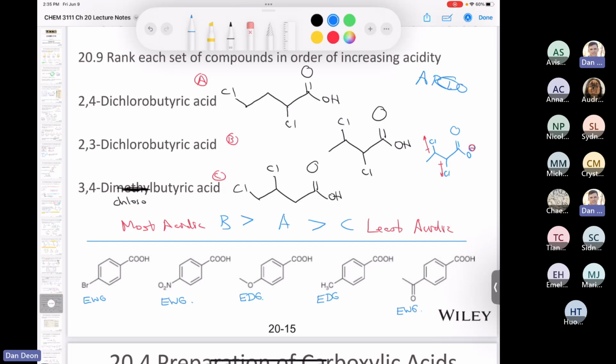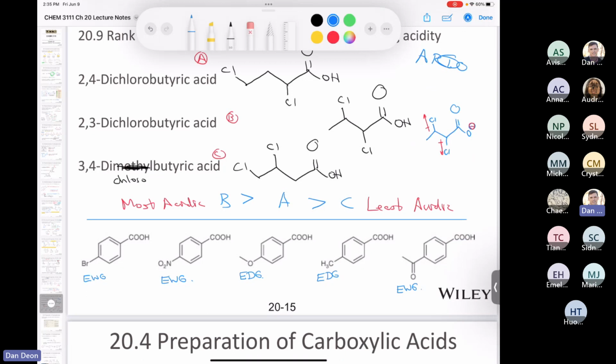Which one of these is the strongest deactivator? Right, the nitro group is the strongest deactivator. It's the most electron withdrawing group on here. So it's going to make the most acidic carboxylic acid here.